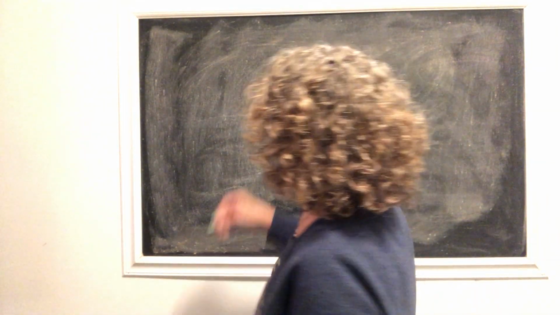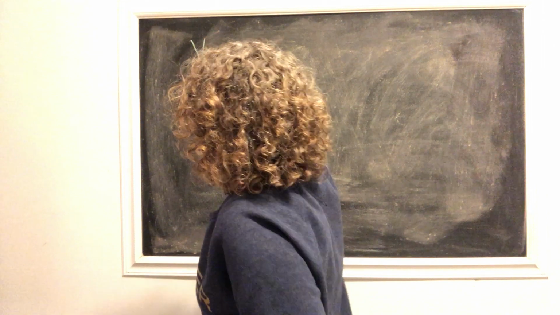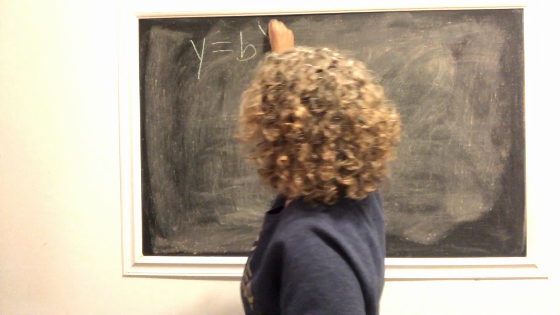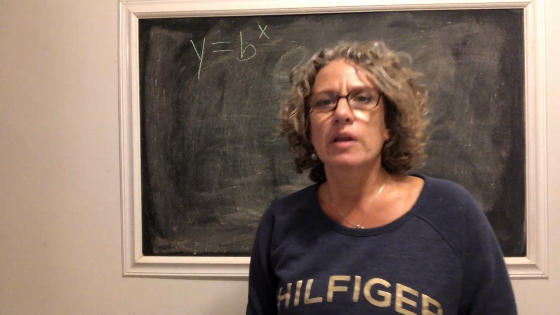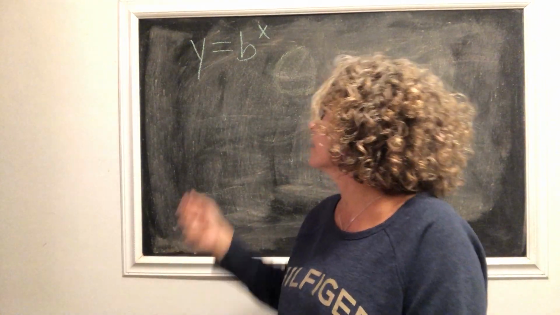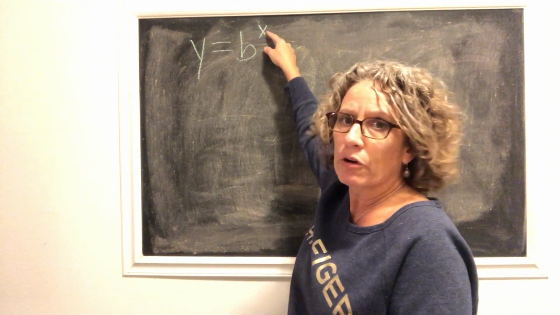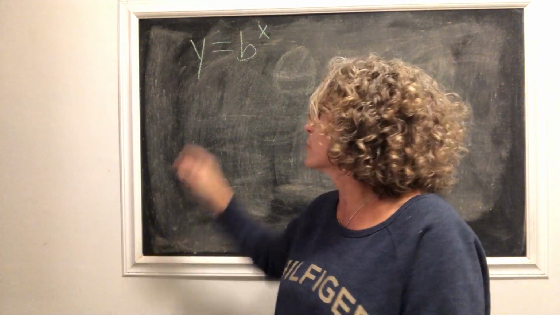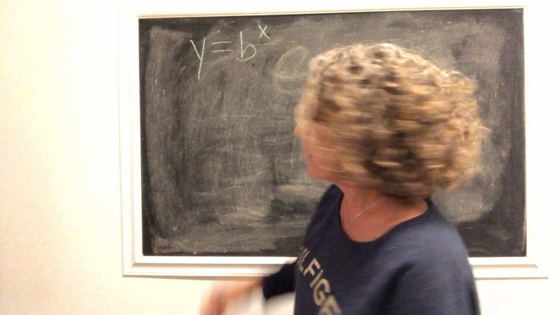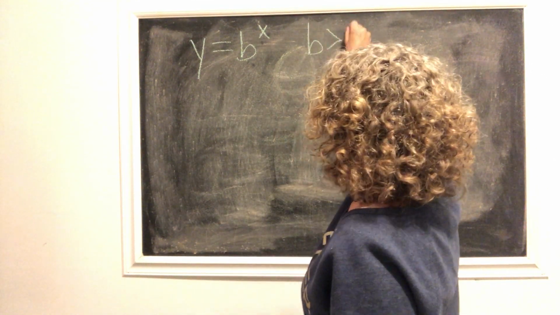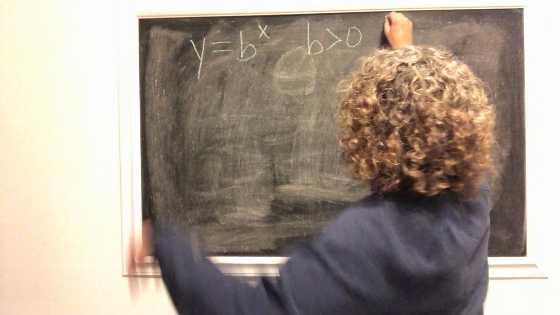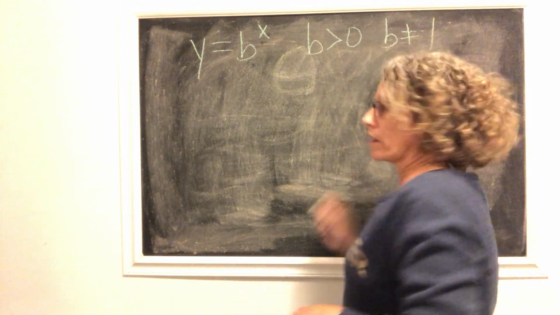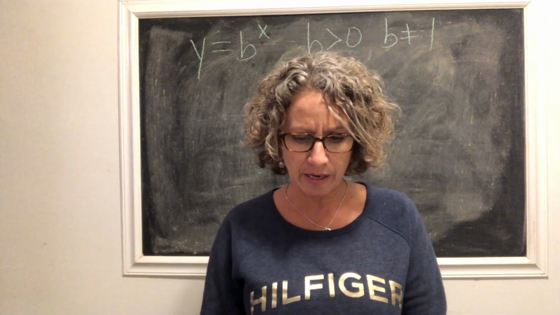Okay, so we're going to start with a very basic function, y equals b to the x. Every exponential function is of the form y equals b to the x. An exponential function must contain a variable x in the exponent in order for it to be exponential. So the base is going to be any number greater than 0 and b does not equal 1. And I want to just discuss this for a second.